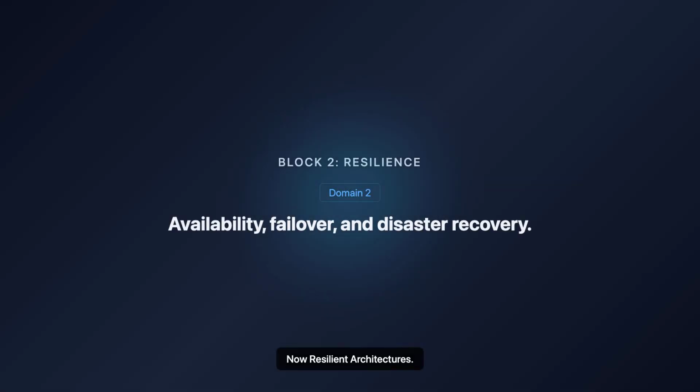Now, resilient architectures. This is availability, failover, and disaster recovery, and it hinges on a handful of distinctions that look almost identical until one word separates them.